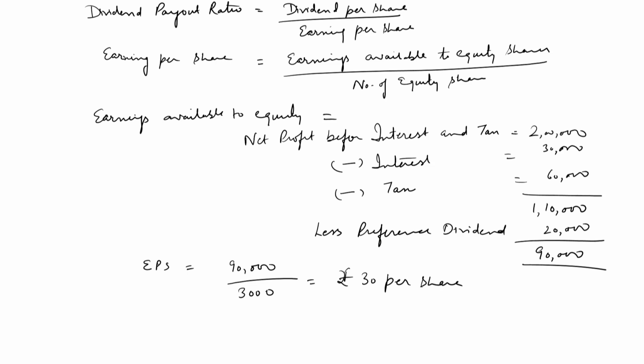Now the dividend payout ratio will be equal to, as per the question, dividend per share paid is 20 in comparison to the earning per share of 30, which comes to 66.67%. Next in the question, we are to calculate the price earning ratio.